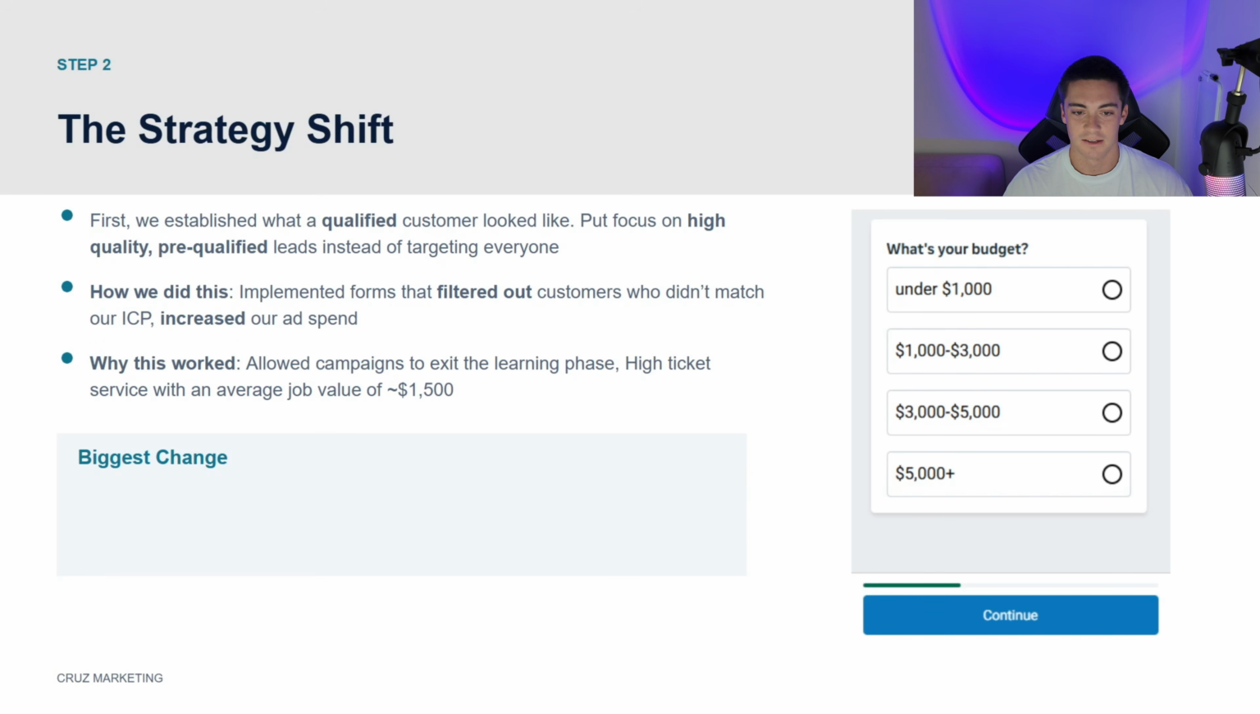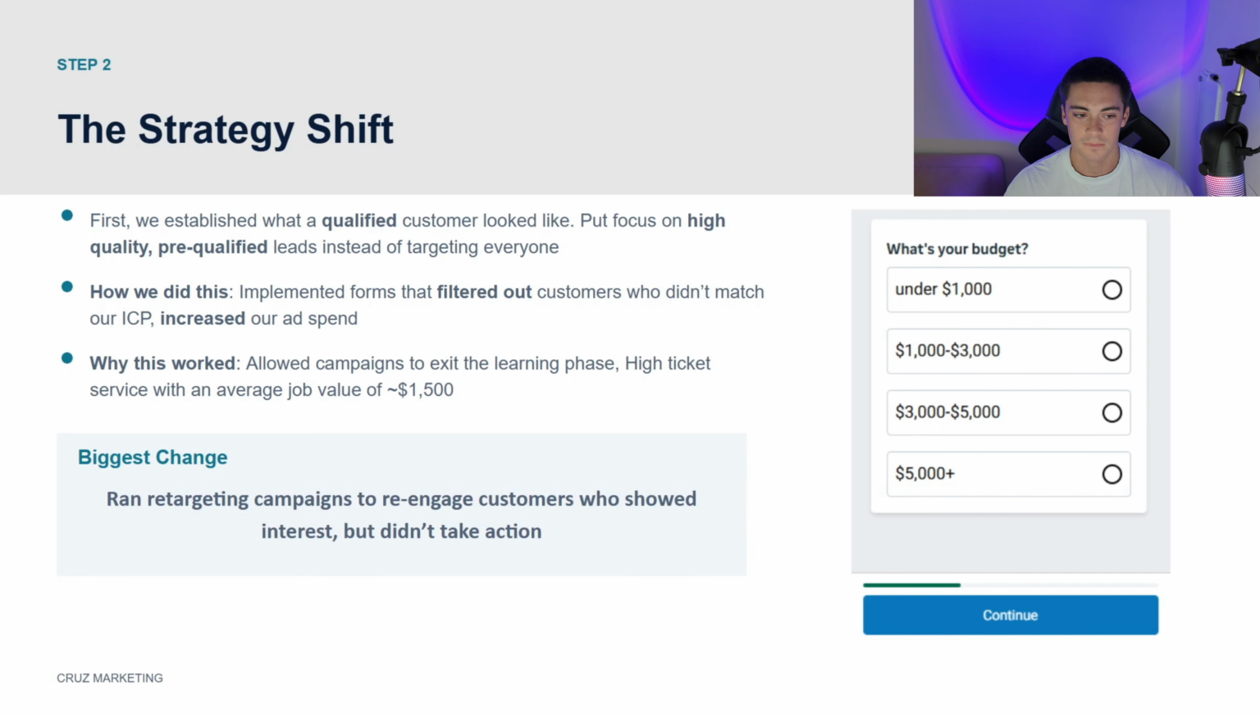Increasing our ad spend allowed campaigns to exit the learning phase, and we had a high ticket service with an average job value of around $1,500 or more. I think our biggest change though was running the retargeting campaigns to re-engage customers who showed interest but didn't take action.